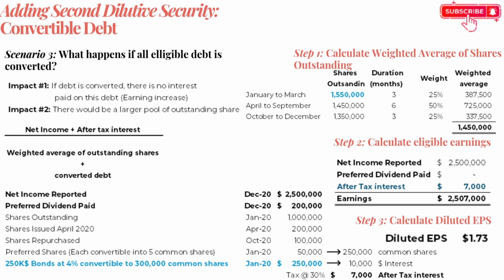As you can see, the more diluted securities that we add, the lower our EPS is. The final EPS is now 15% lower than the original basic EPS that we had calculated. So that's quite considerable.